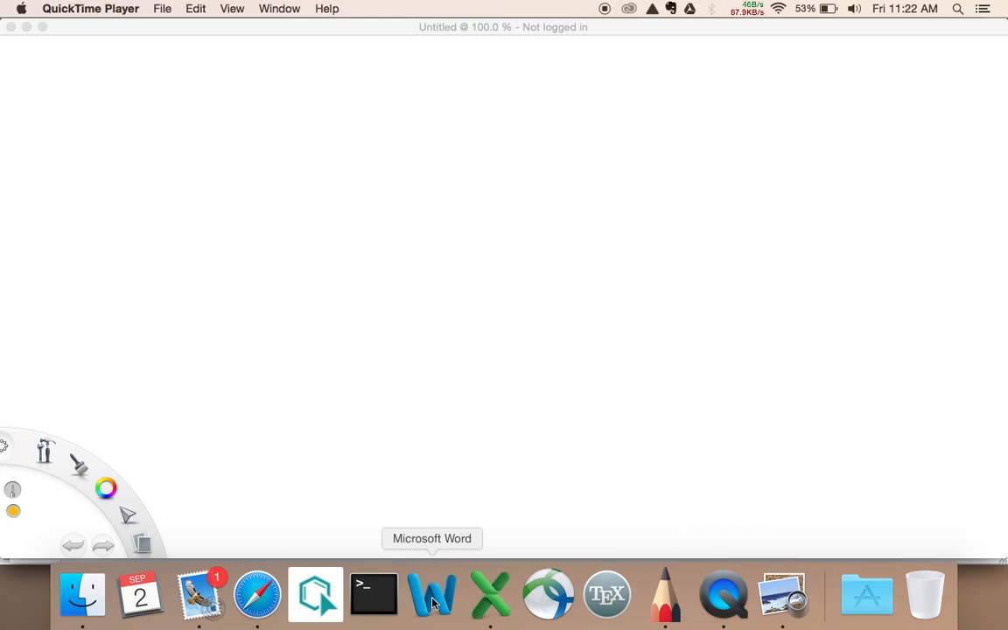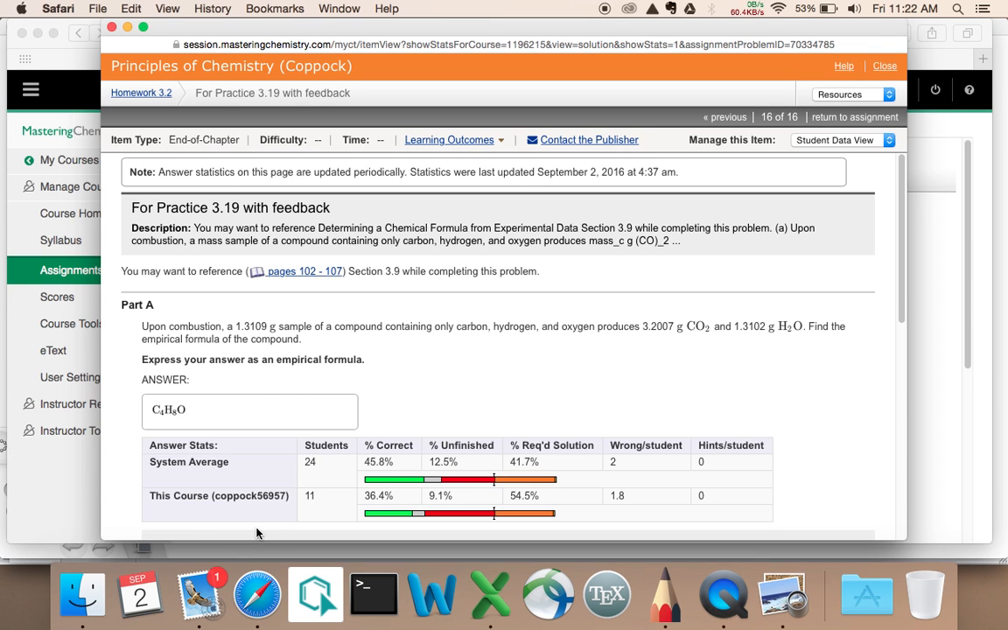Okay, so got a question from the class today about this problem here, for practice 3.19. So here's what we got here. We're looking at, where are we here? Upon combustion, this is a sample containing carbon, hydrogen, and oxygen produces blank, blank, and blank.